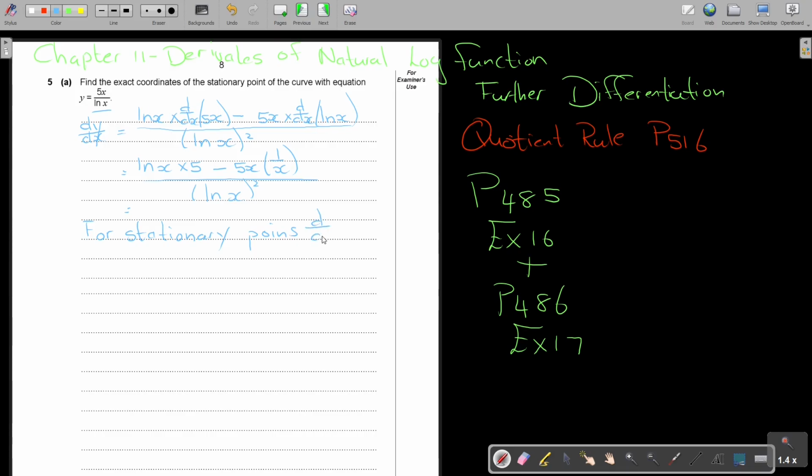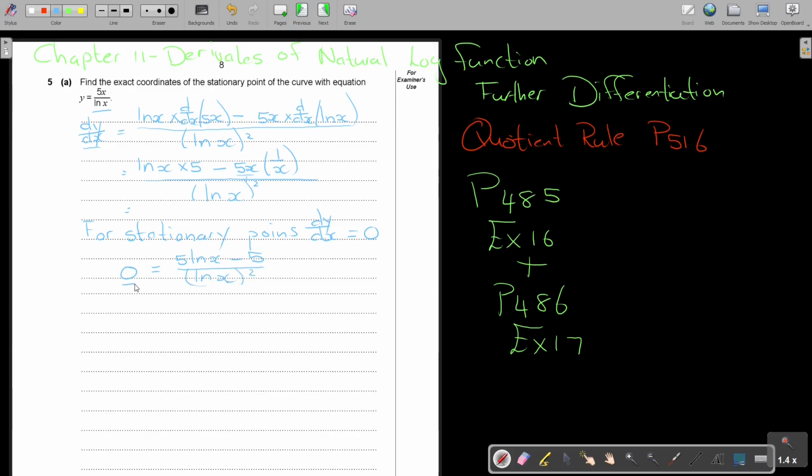Okay, now for stationary points, dy over dx must be equal to 0. So in this place, I'm going to put a 0. Doesn't matter where. You can put it in the beginning or at the end. So I'm going to say 0 is equal to 5 ln x. I just put the 5 in front. And now look what happens. It's 5x over 1. So can you see that the x is cancelling out? So I can already cancel that x out. So it's just minus 5 over ln x squared.